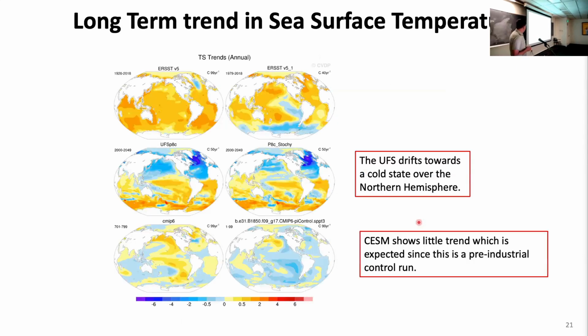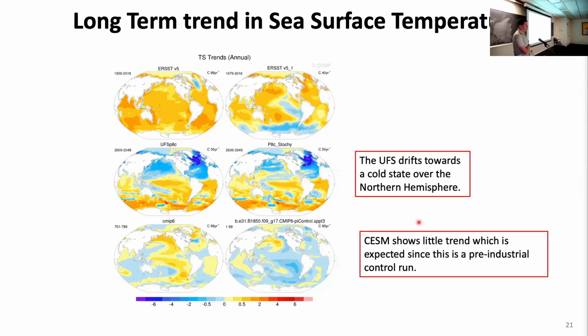Here's the bad. This is now looking at the trend. I said we shouldn't really be looking at this for climate change studies, but there still should be things to look at. So top is now the trend in the sea surface temperatures. The left one is 100 years, the right one is 40 years. So you're seeing the global warming signal in the observations. The bottom one, I'll skip UFS for a second, is the CESM.